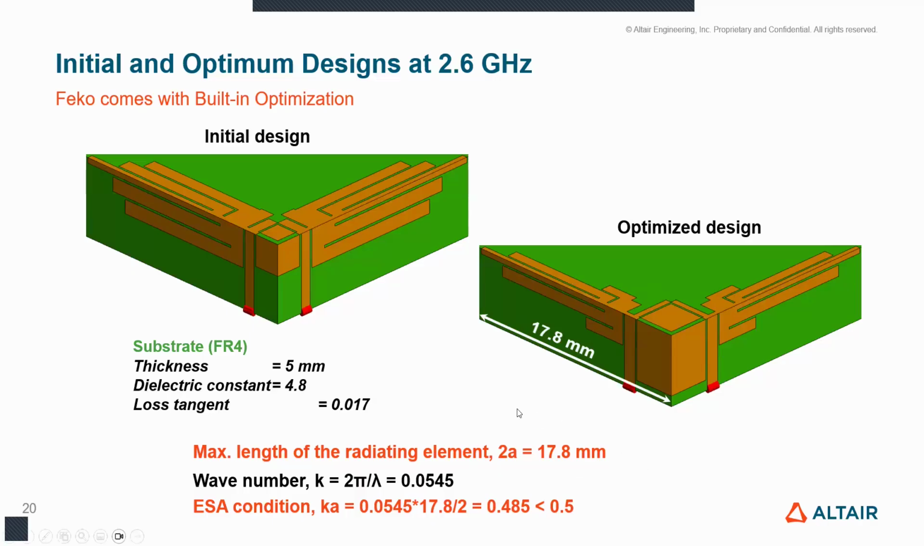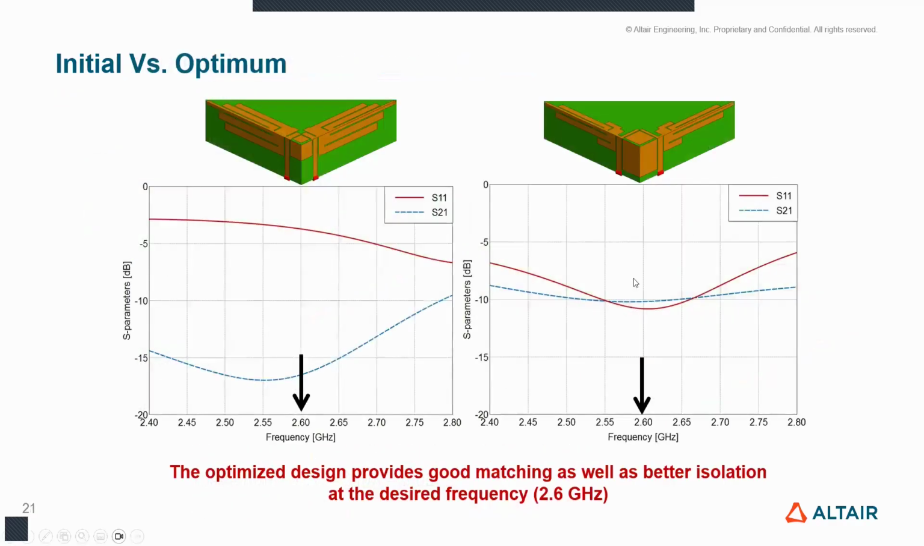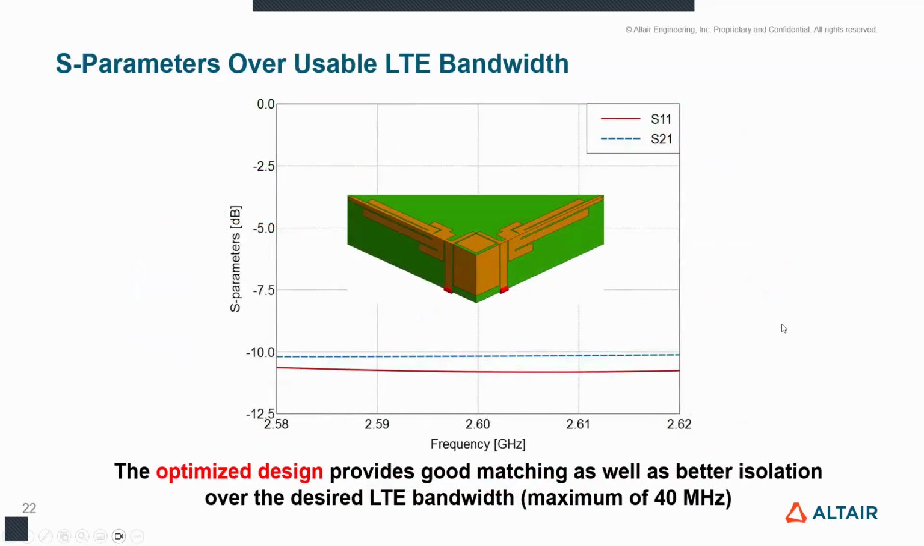Now, when you compare the initial design with the optimized design, within the operating frequency we have both S11 and S21 less than minus 10 dB. At this 2.6 gigahertz LTE frequency band, typically the bandwidth is 40 megahertz. So for the entire bandwidth of 40 megahertz, both S11 and S21 are less than minus 10 dB. So we have an antenna that is matched as well as at the same time providing good isolation between the two arms.